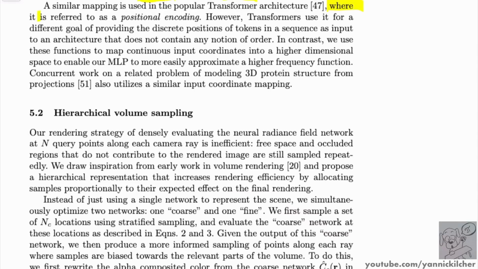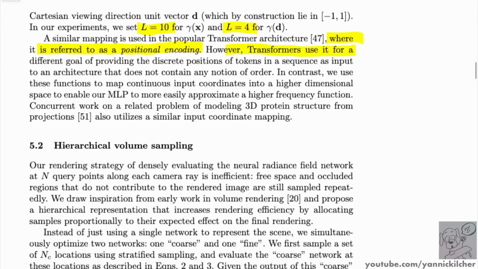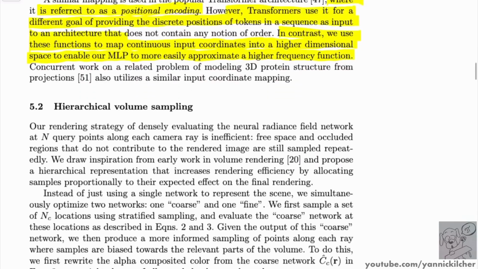They say this is referred to as a positional encoding. However, transformers use it for a different goal of providing discrete representations as input to an architecture. In contrast, we use these functions to map continuous input coordinates into a higher dimensional space to enable our MLP to more easily approximate higher frequency functions.